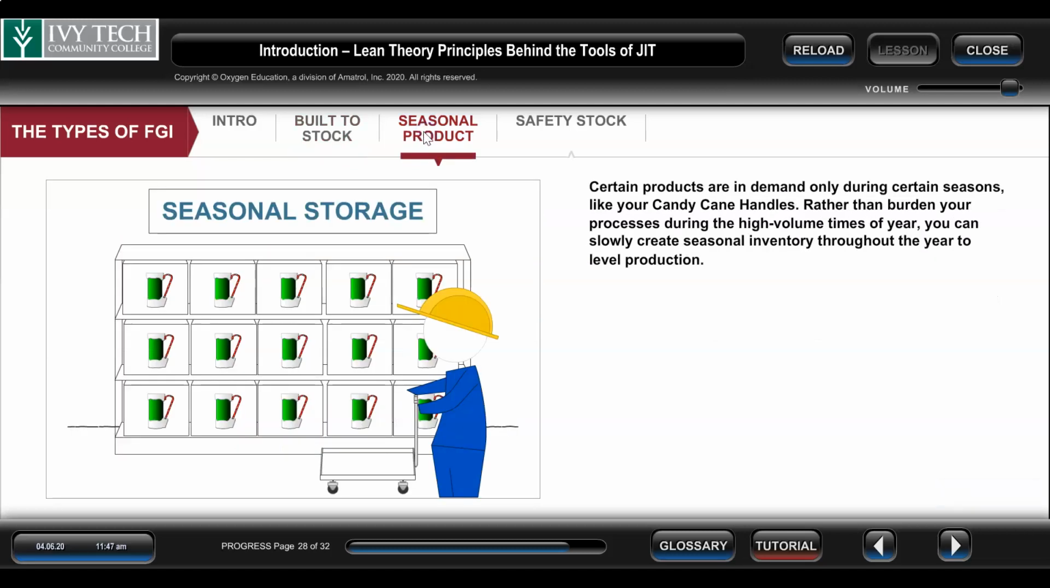Certain products are in demand only during certain seasons, like your candy cane handles. Rather than burden your processes during the high-volume times of year, you can slowly create seasonal inventory throughout the year to level production.